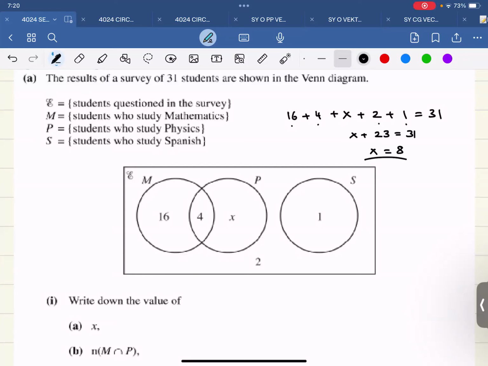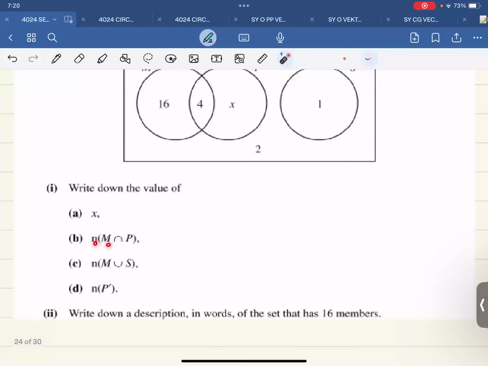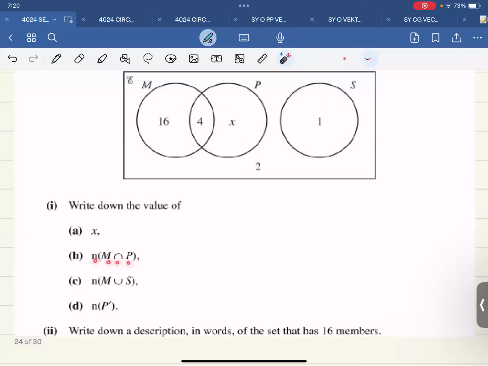These are the people who study only physics. These are the people who study only math. This is math and physics. This is only Spanish. They don't study physics, they don't study math. These are the people who study neither math nor physics nor Spanish. These are two people. What's the second part? Number of elements in M intersection P. M intersection P is 4. So this answer is 4.